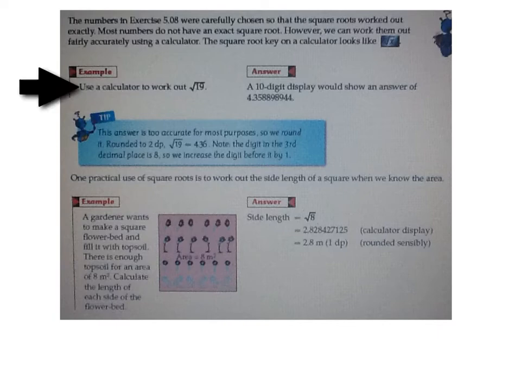The answer there tells you that if you did that, you would get that display, 4.3588. I can hardly read it. And it goes on and on and on. And this is where rounding becomes very important. Look at the tip there in the blue box. That answer is too accurate for most general purposes. So that's where we round off to 2 dp, 2 decimal places.